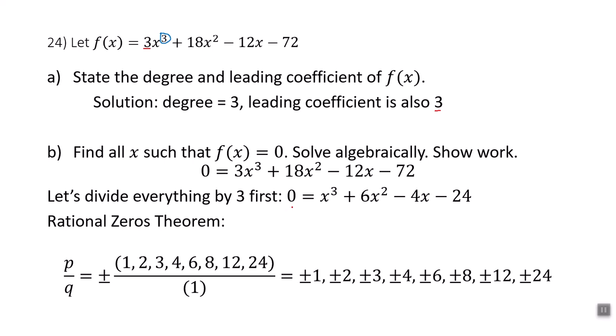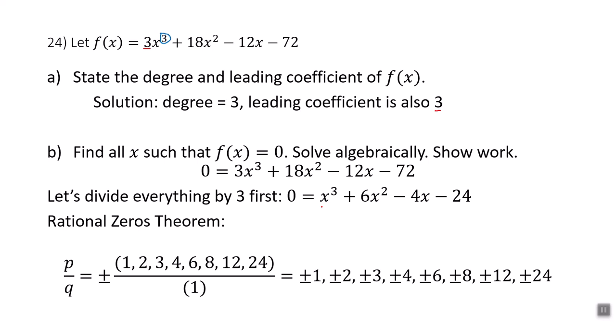0 divided by 3 is 0. 3x cubed divided by 3, 18x squared divided by 3, minus 12x divided by 3, and minus 72 divided by 3. Fantastic. This polynomial, x cubed plus 6x squared minus 4x minus 24, has smaller values. It's a little easier to work with.